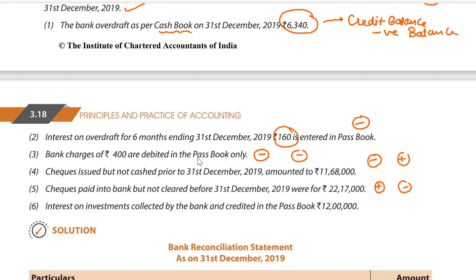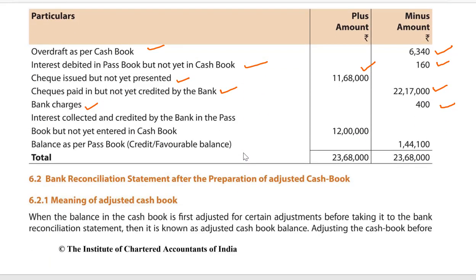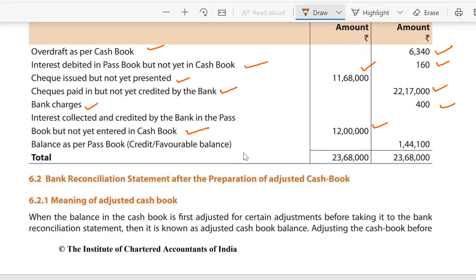Interest on investment collected by the bank. In the passbook this interest is plus. In the cash book nothing is there. So in the cash book also we need to do what? Plus 12 lakhs. So as you can see over here, plus 12 lakhs. Interest collected and credited by the bank in the passbook but not yet entered in the cash book. Just add all plus columns and minus columns.